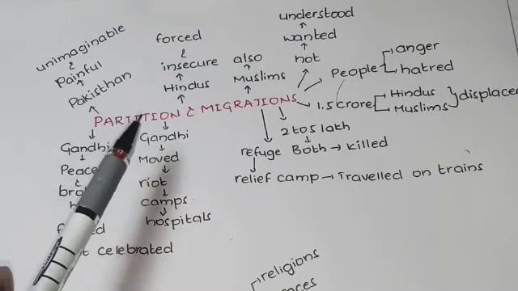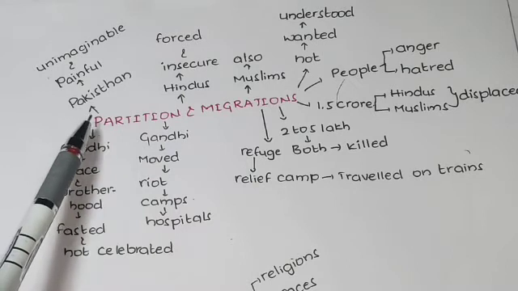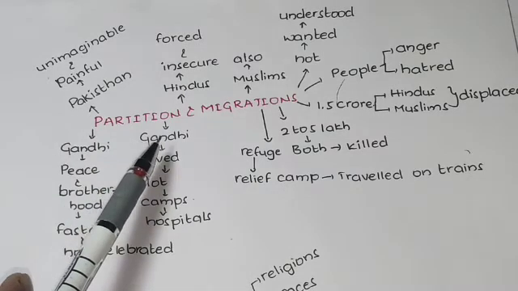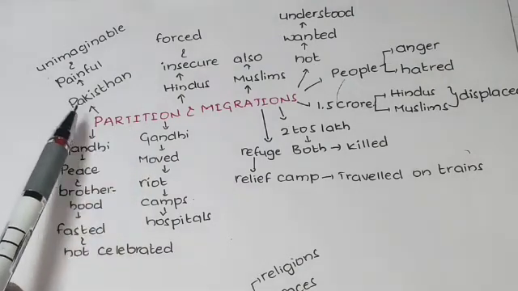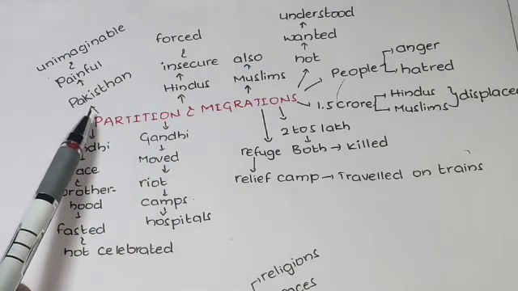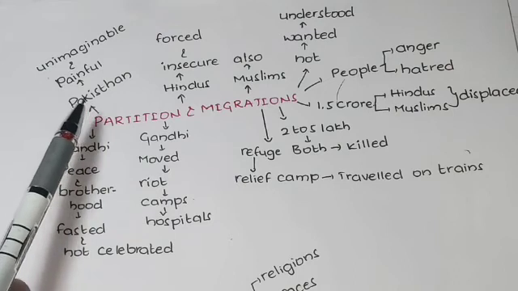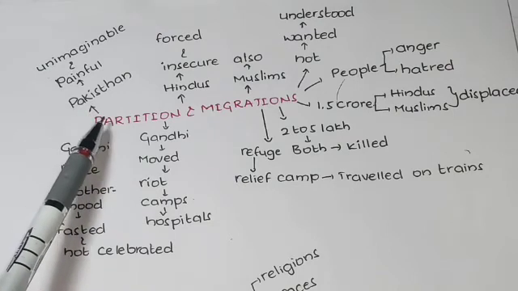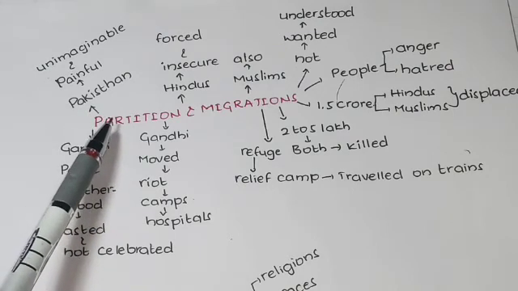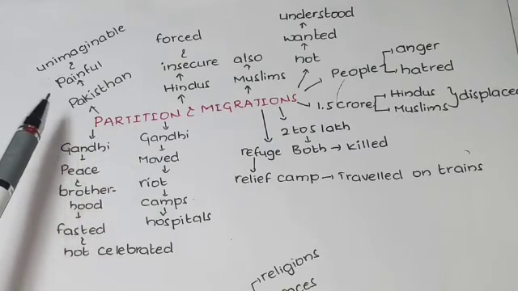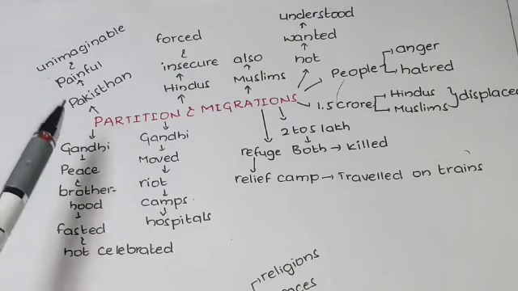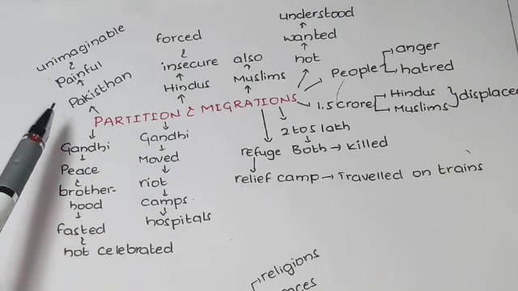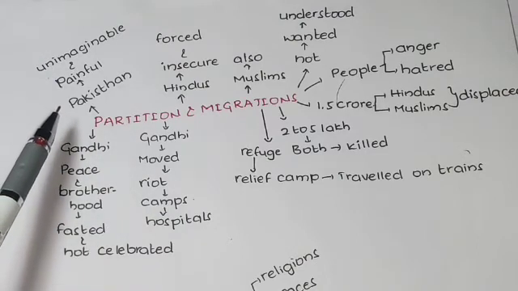Now, a Muslim nation, Pakistan, was created in 1947 when India was divided into two parts. Pakistan got independence on 14th August 1947. And this Pakistan was created in a painful and unimaginable situation that arose for many people.